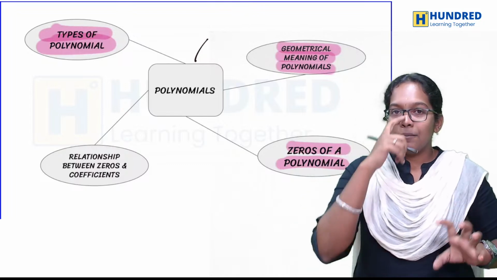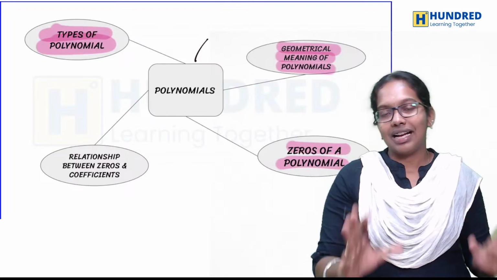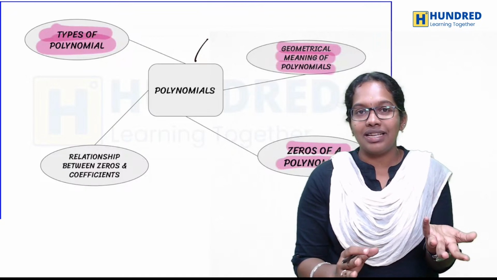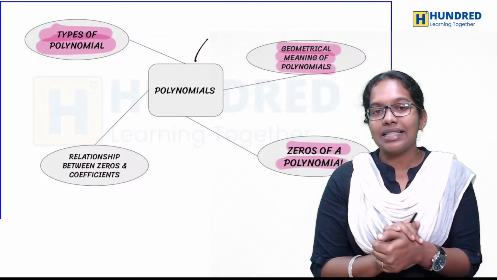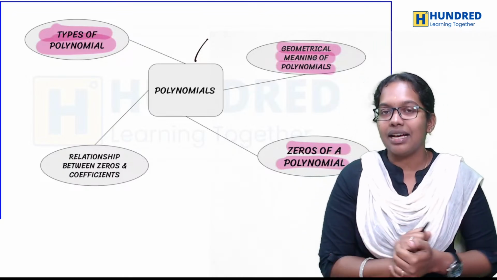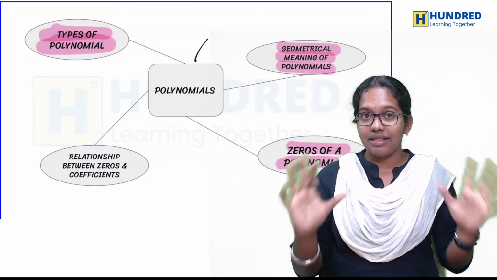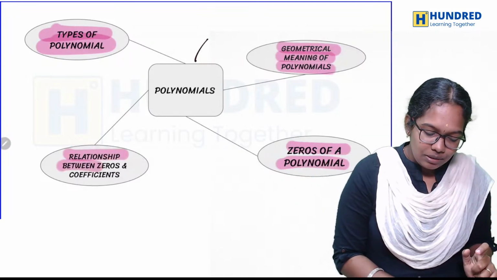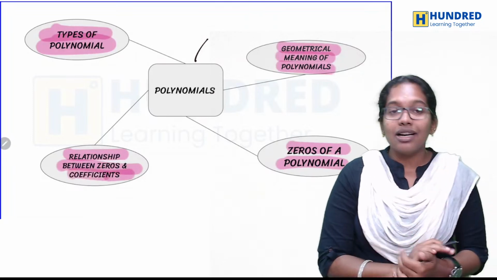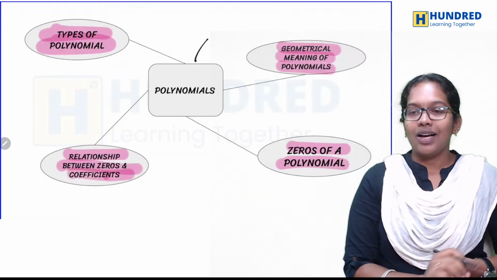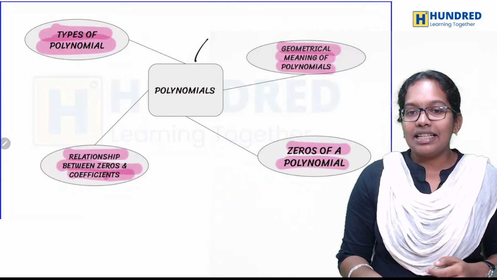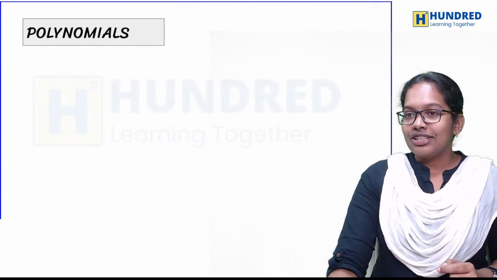Finally, the most important topic currently. Before this we used to have the division algorithm, but now that it is deleted, the important topic in this chapter is going to be the relationship between the zeros and the coefficients of polynomials. Okay, yes guys, shall we start?